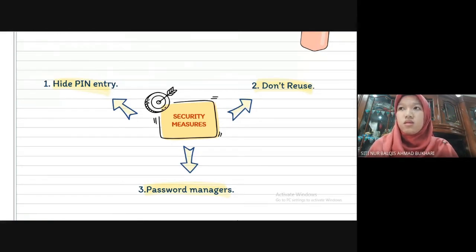Don't reuse them. Maksudnya tak boleh guna nombor PIN yang sama untuk multiple account. Maksudnya kat sini kalau kita ada banyak account, kita tak boleh guna nombor PIN yang sama. Kita kena tukar-tukar nombor PIN. Sebab nanti senang pencuri akan cuba masuk.